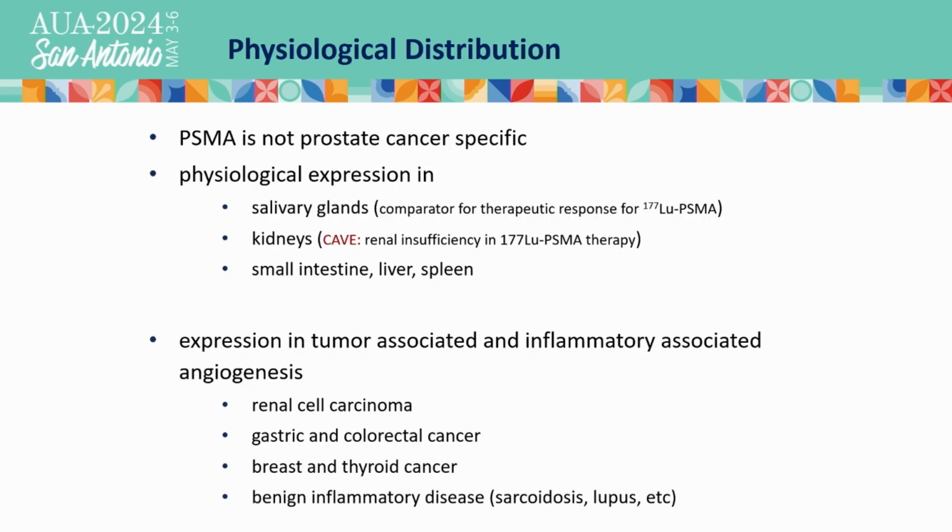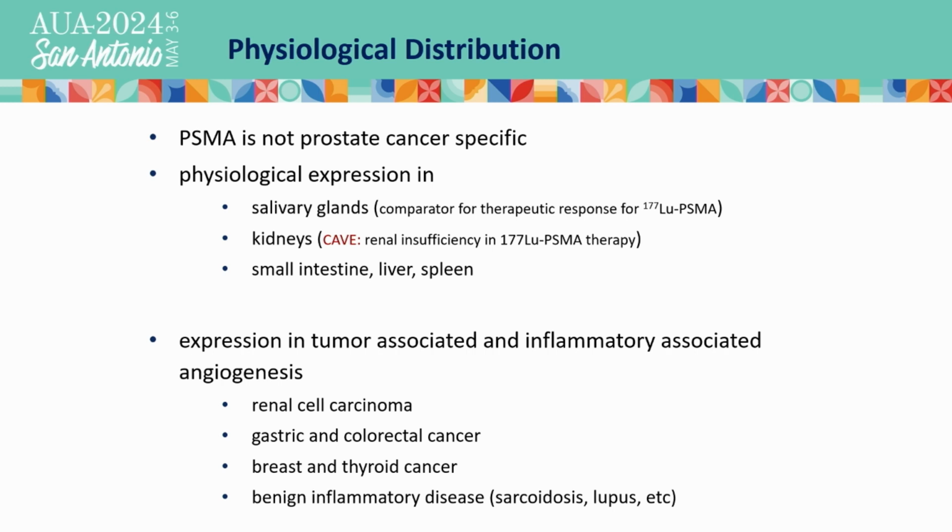What you always have to consider is that PSMA is not prostate cancer specific. So there is always the danger or the possibility that you have false positive results. You have to remember that there is a physiological expression of PSMA in the kidney, in the salivary glands, and also in the small intestine, the liver, and the spleen. So whenever you see PSMA avid lesions in those areas, you always have to think about the possibility of false positive results before you start any type of treatment.